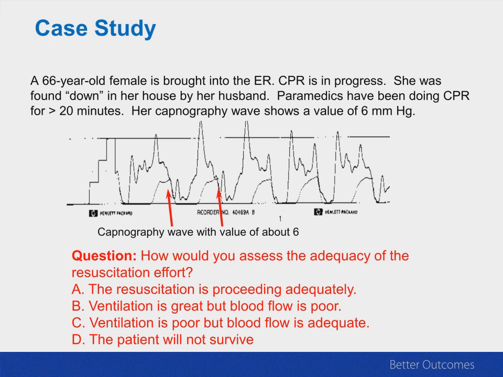And so let me give you some examples. Let's take a look at this patient here. This was another person in one of our studies. She'd been brought into the emergency room with CPR in progress. She'd been found down by her husband, so the paramedics had been doing CPR for over 20 minutes. She's had multiple defibrillation attempts. On arrival in the emergency room, her capnogram is reading 6. What does that tell you?